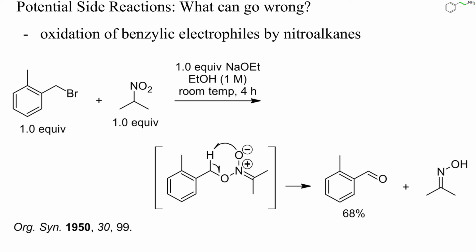I showed you 3 examples of a copper-catalyzed benzylation of nitroalkanes at carbon. However, under alkaline conditions, nitroalkanes are usually benzylated at oxygen, as sketched here. In fact, 2-nitropropane is a convenient reagent for oxidizing benzylic electrophiles to benzaldehydes. As byproduct, oximes are formed.